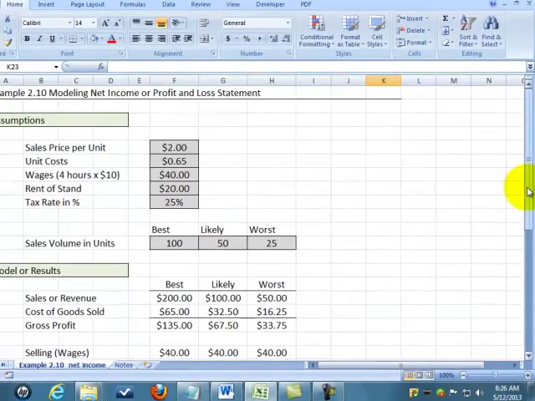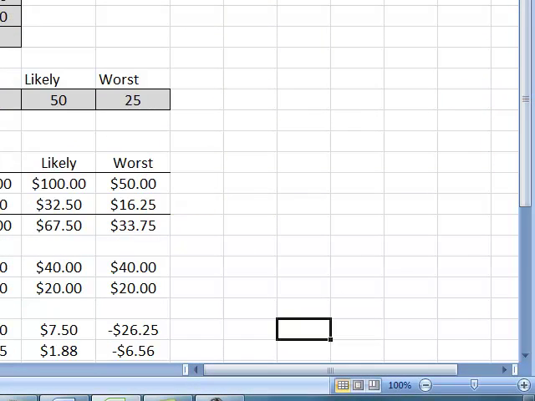So the last bit of my assumptions is, well, sales units, how many can I expect to sell? Well, best case, if it's a nice day, I might sell 100. Most likely I'm going to sell 50. Worst case, it might rain and I might only sell 25.